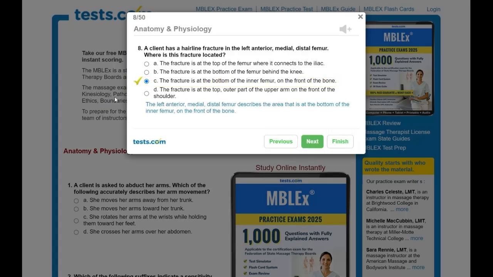C. The fracture is at the bottom of the inner femur on the front of the bone. The left anterior medial distal femur describes the area that is at the bottom of the inner femur on the front of the bone.